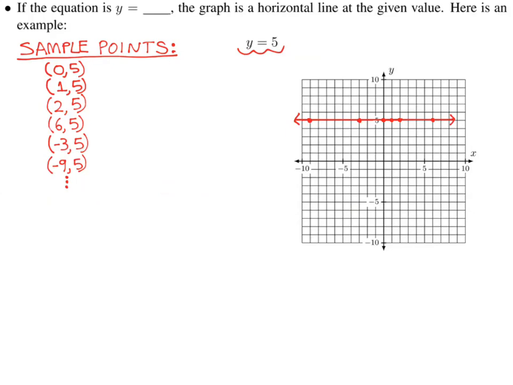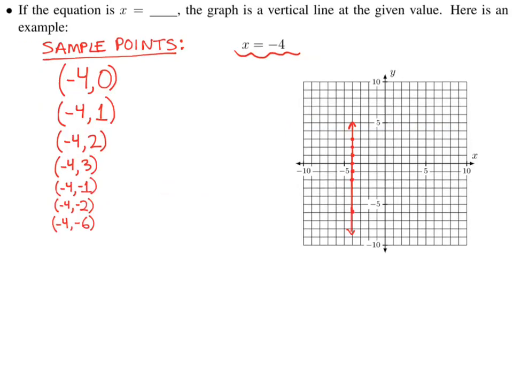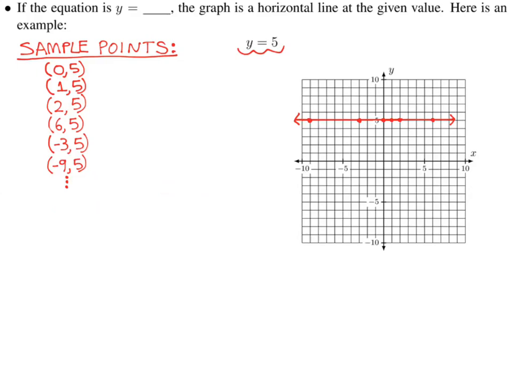So when the equation is y equals a number, and only a number, there's no x's in there at all, it's a horizontal line at that number. Just like when it was x equals a number, it's a vertical line. When it's y equals a number, it's a horizontal line.